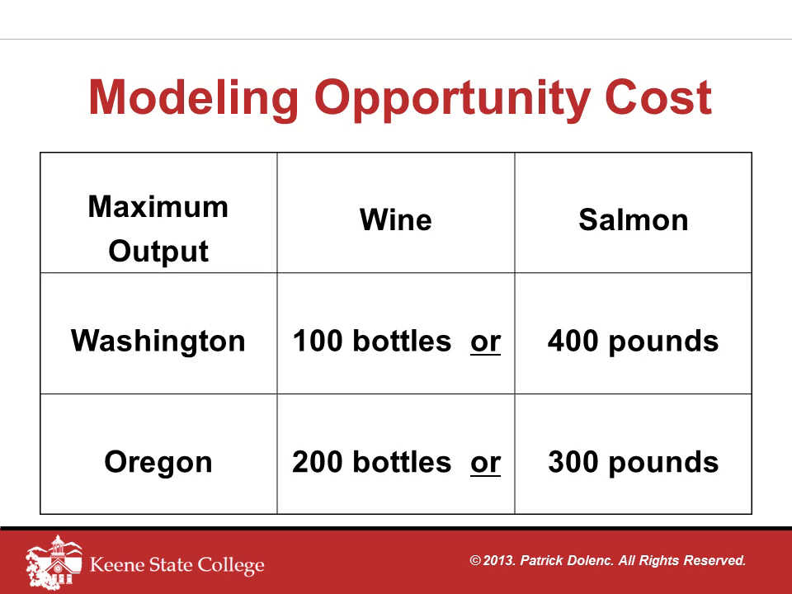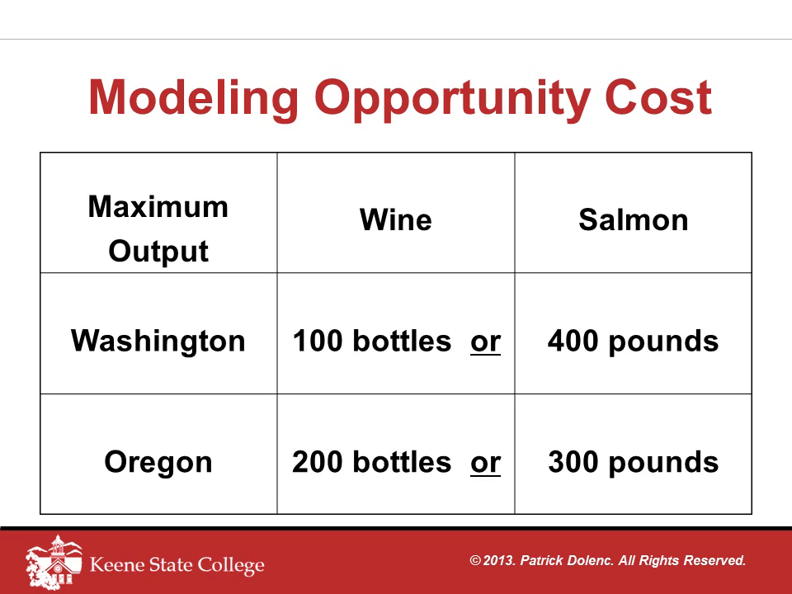Notice once again the word "or" figures prominently for the state of Oregon. That's because the maximum output of 200 bottles of wine assumes absolutely no salmon whatsoever, and the maximum salmon catch of 300 pounds assumes 0 production of wine. We've now completed the first task.